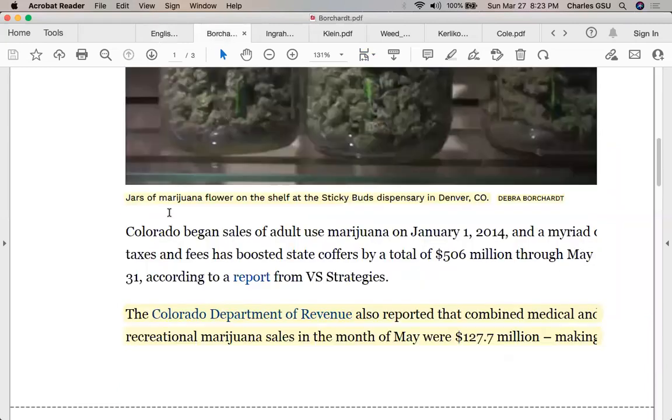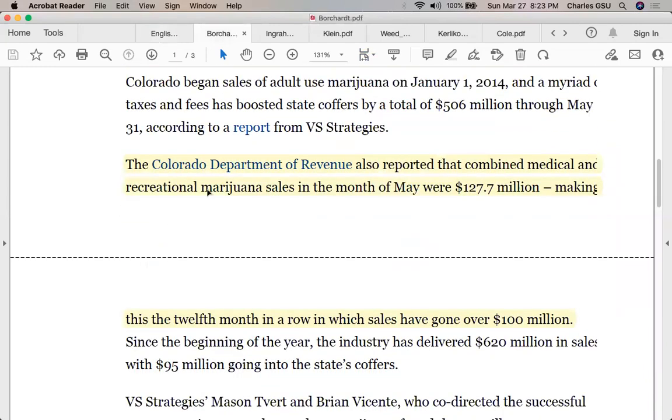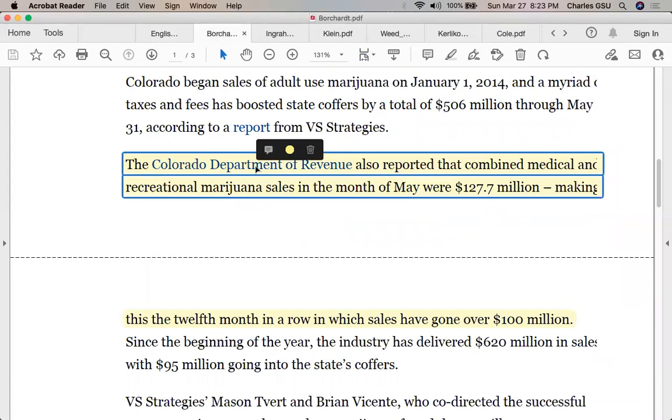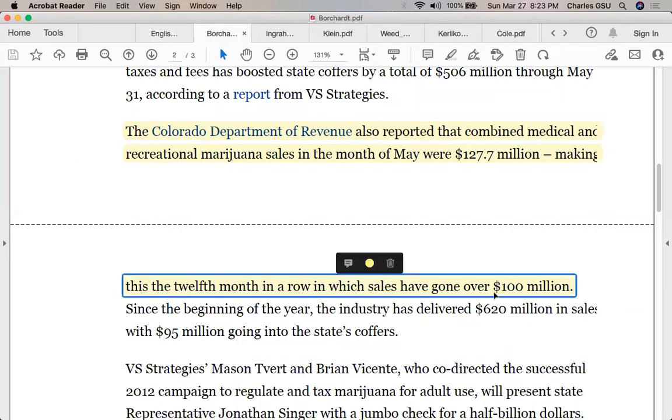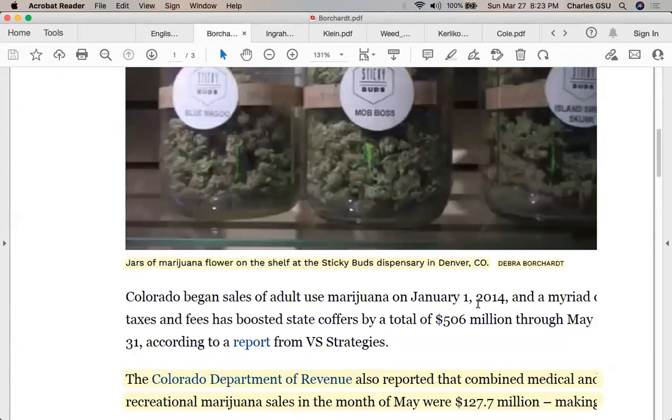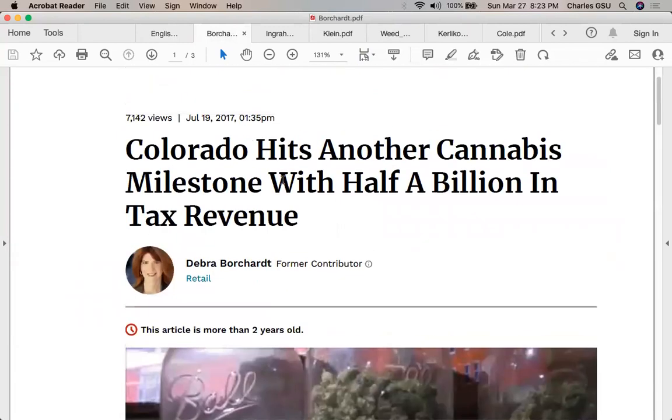So she cites some statistics in here. For example, the Colorado Department of Revenue has also reported that combined medical and recreational marijuana sales in the month of May, just in the month of May, were $127 million, making this the 12th month in a row in which sales have gone over $100 million. And that was back in, again, 2017. And here we are in, you know, 2022.